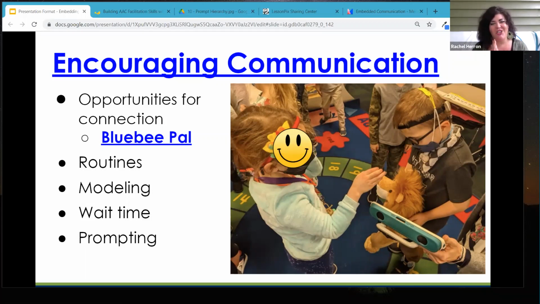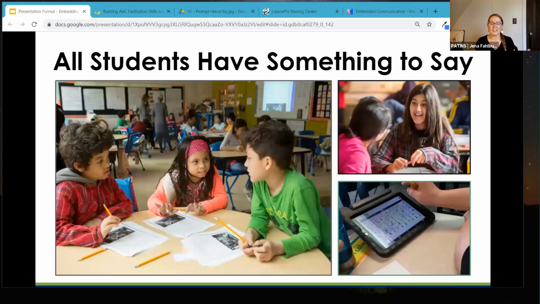And then prompting, and Jen is going to talk a lot about this prompting as well. Yeah, I just want to point out, like you were saying, that creativity of using the Blueby here. That's part of embedding this communication in for all of our students. It's not giving up on them as communicators, continuing to see them as, presuming competence, they are communicators, and we can figure it out even for our kids with the most significant needs, because all students have something to say.